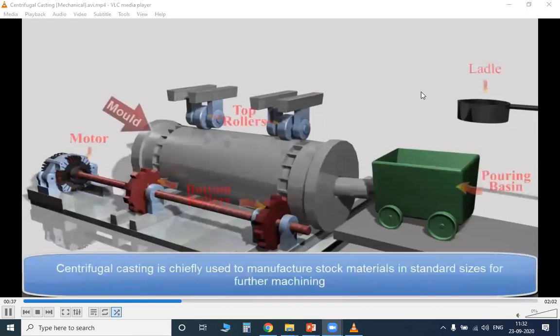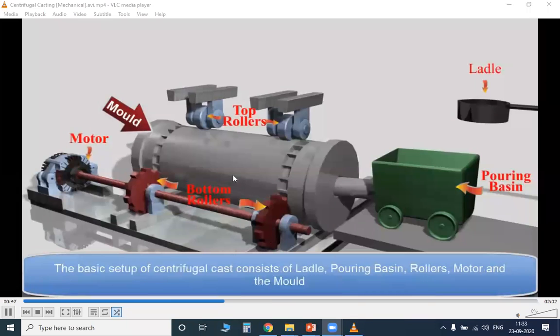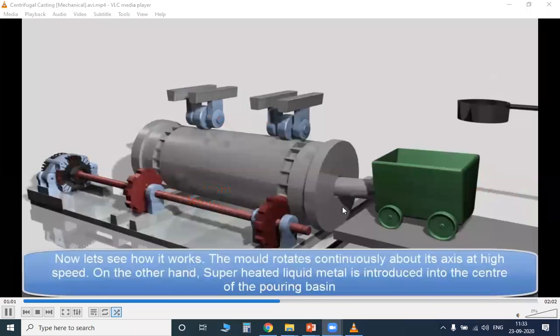Next, these are the main parts: the pouring basin, ladle, top rollers, bottom rollers and a motor. And this is a mold. The basic setup of a centrifugal casting consists of all this. The pouring basin is directly connected to the mold. The mold rotates continuously about its axis at high speed.